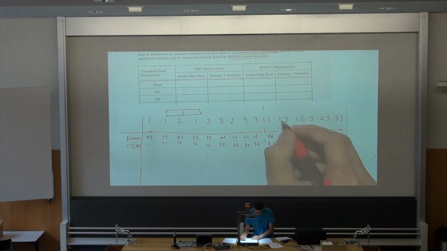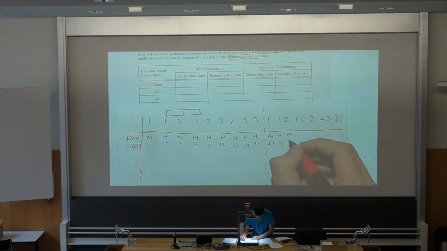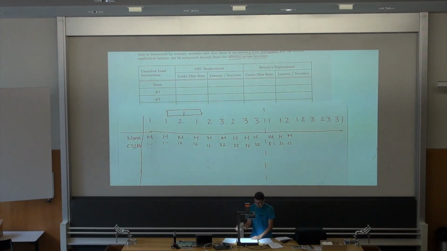So the cache state looks like 3, 1. So now we have 1, so it's a hit. The cache state is unchanged. 2 is a miss again, and the least recently used here is 3, so we evict 3 and replace it with 2. And so we're back to 2, 1.